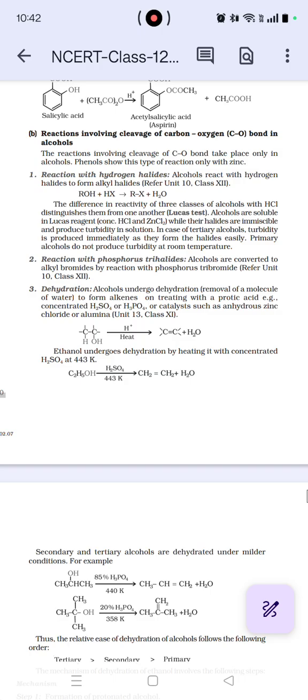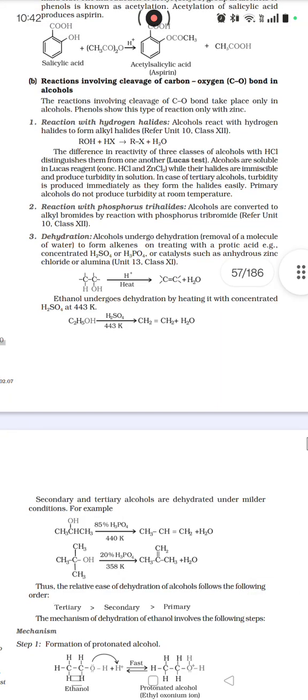The difference in the reactivity of the three classes of alcohol with HCl distinguishes them from one another. Lucas test: alcohols are soluble in Lucas reagent, concentrated HCl and ZnCl2, while their halides are immiscible and produce turbidity in the solution. In case of tertiary alcohol, turbidity is produced immediately as they form the halide easily. Primary alcohol does not produce turbidity at room temperature.